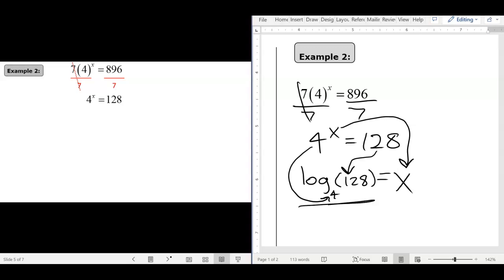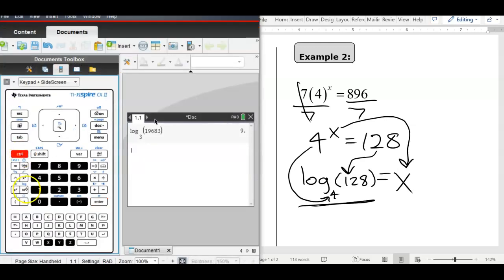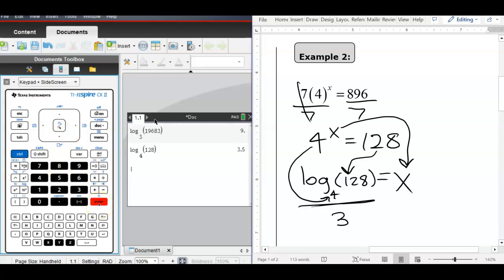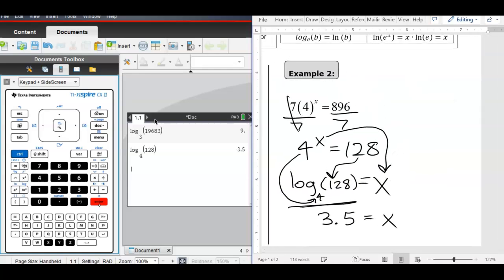So now I can plug this in the calculator. Control 10 to the x, which is next to the number 1, little 4, go to the right, 128, and I get 3.5. Cool.